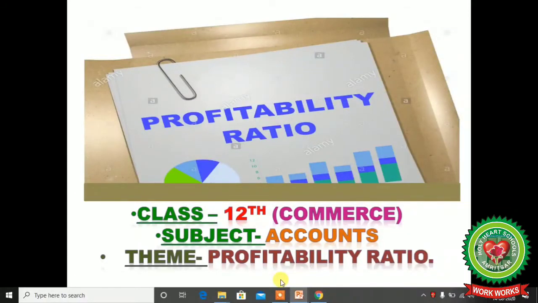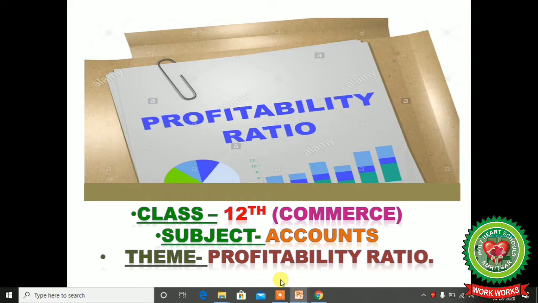Good morning, students. Now it's time for your accounts class, and from your second book, Management Accounting, the chapter Ratio Analysis. My today's topic: Profitability Ratio.